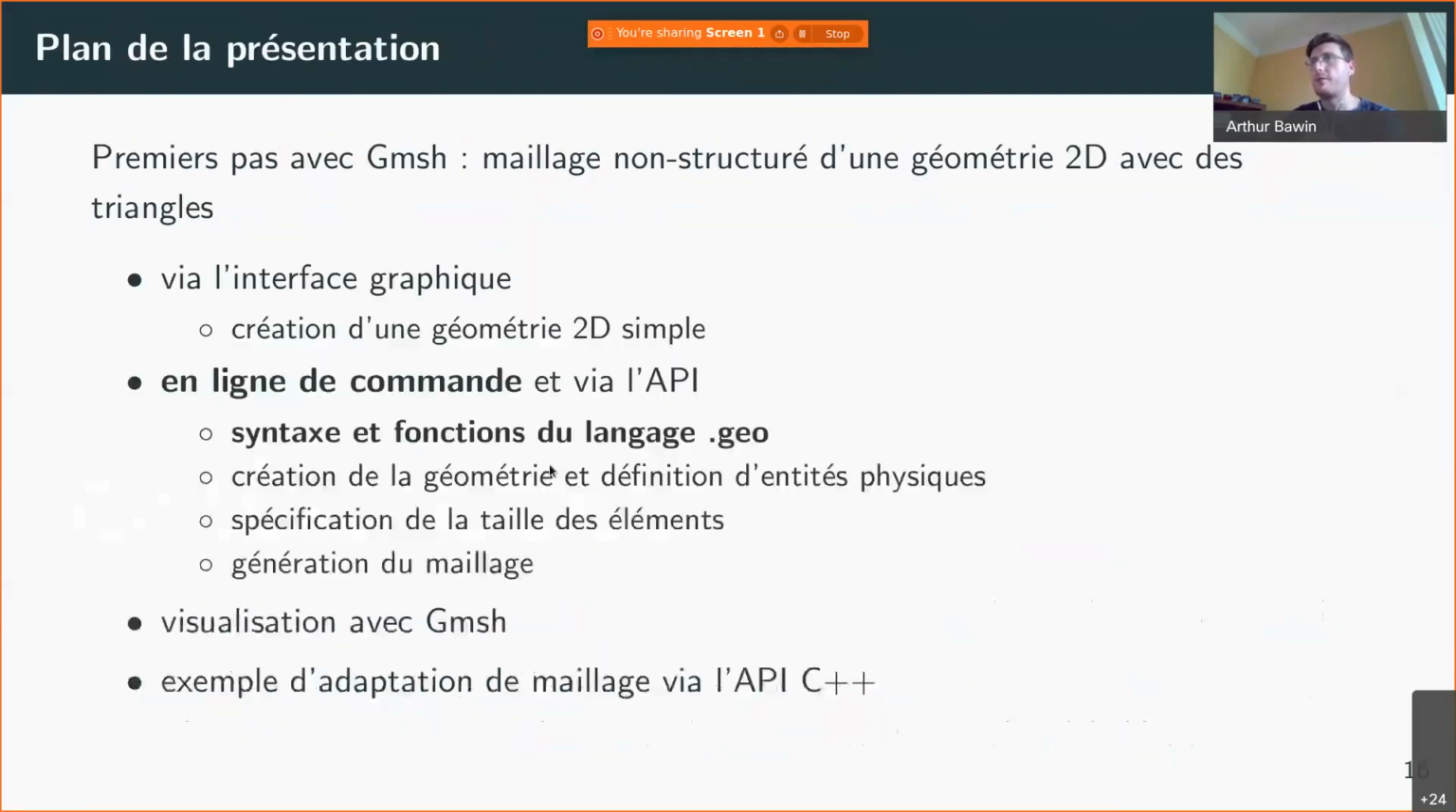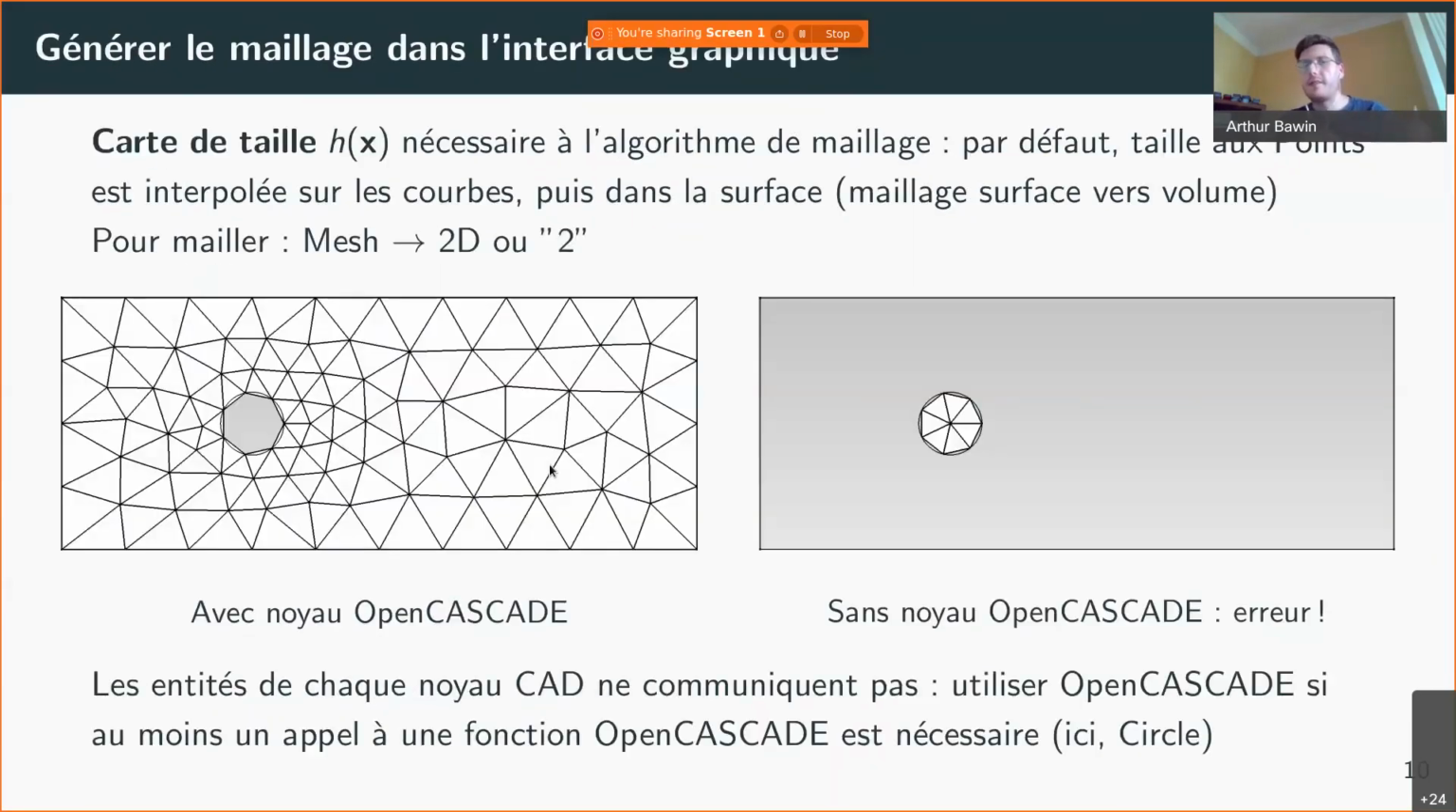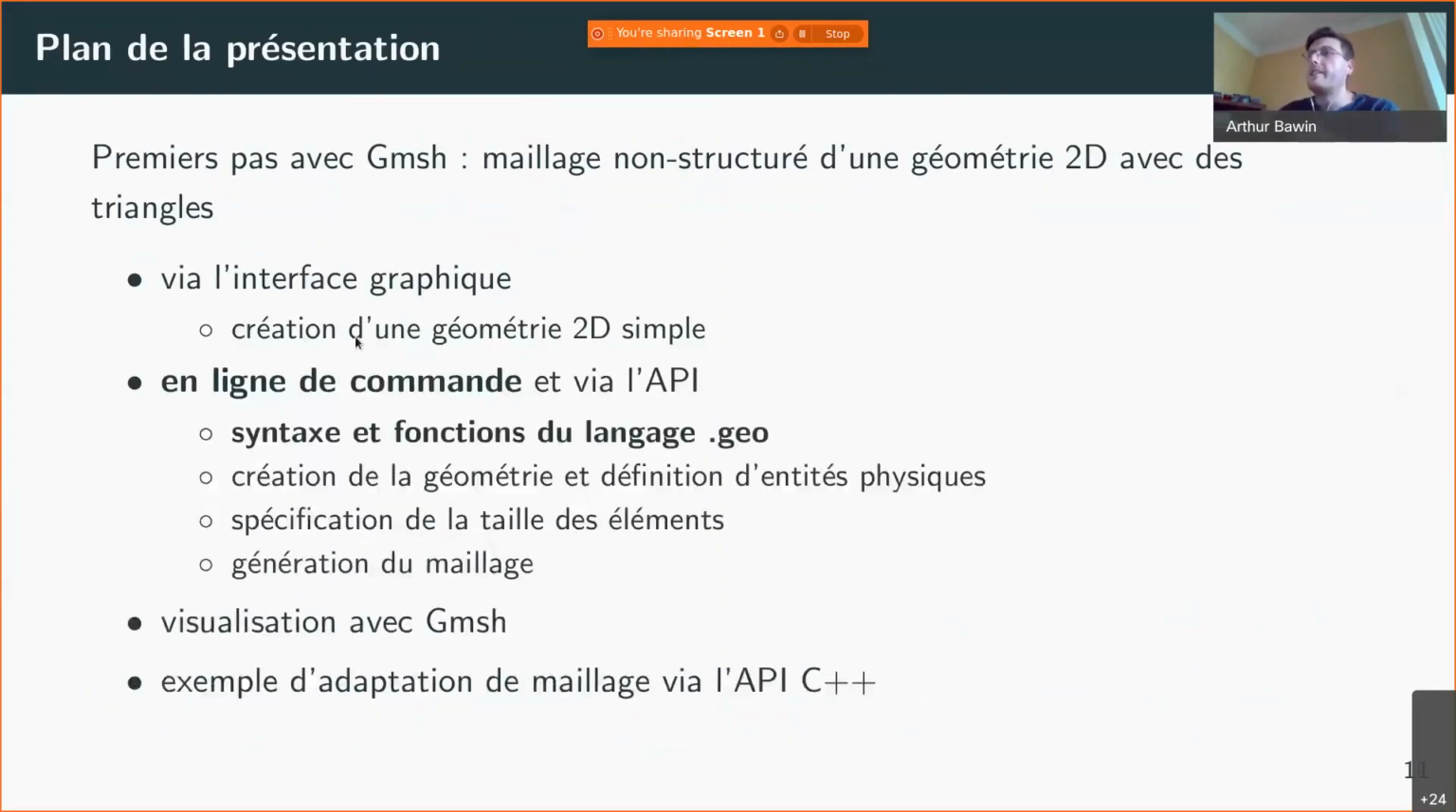So this is as far as I will go on the GUI, simply because I don't think it's very handy to work with the GUI to specify size fields. So I'm going to do the rest either in command line or through the API. But if you want to absolutely work with the GUI, we can talk about it afterwards. So the next step, I'm going to redo the same step, so creation of the geometry, in command line and with the API.